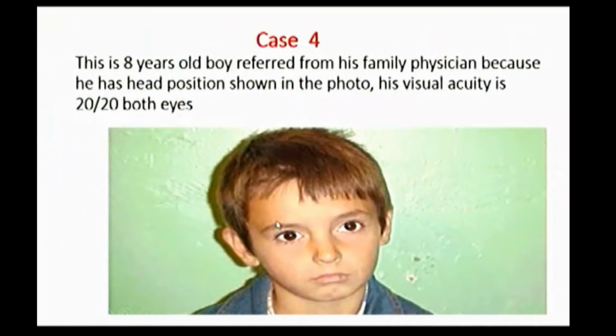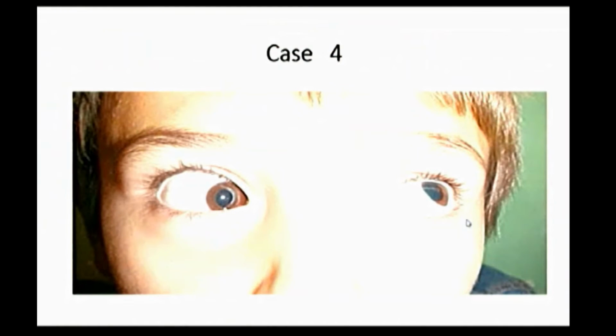The second question is, why would any person, whether an adult or a child, adopt or take a head position? Okay. This is head finding, one of the positions. You saw this eye motility problem. What is your diagnosis and differential diagnosis?